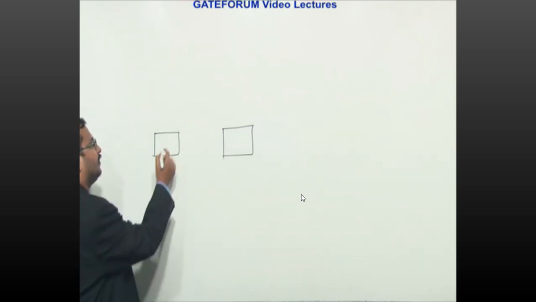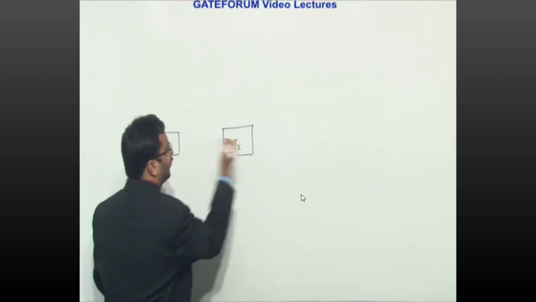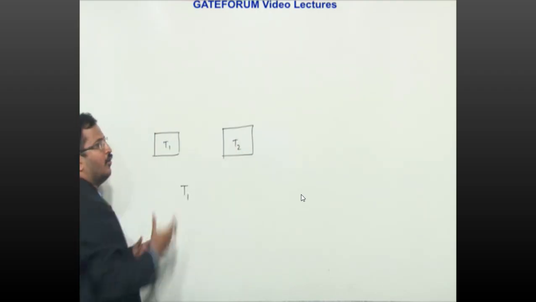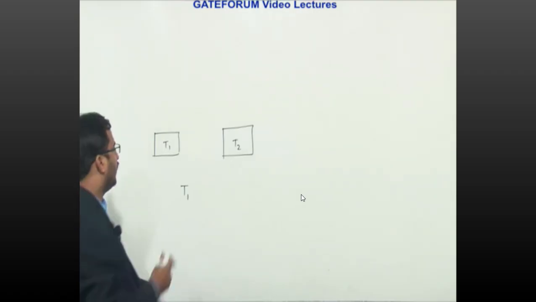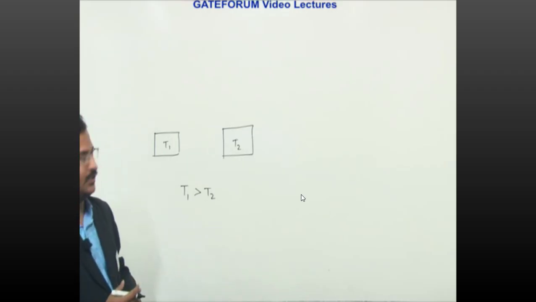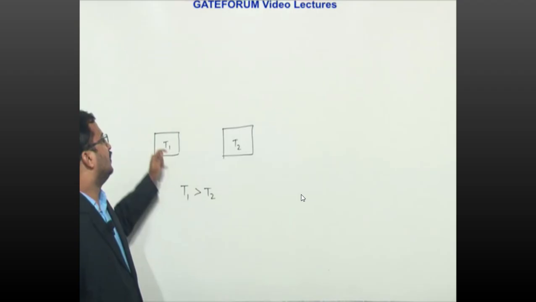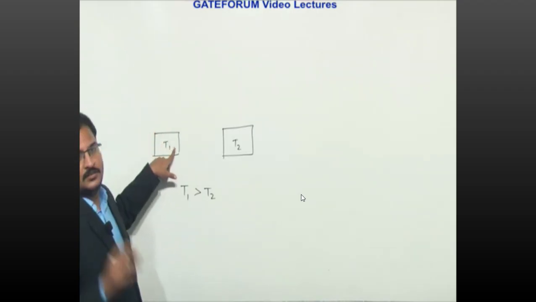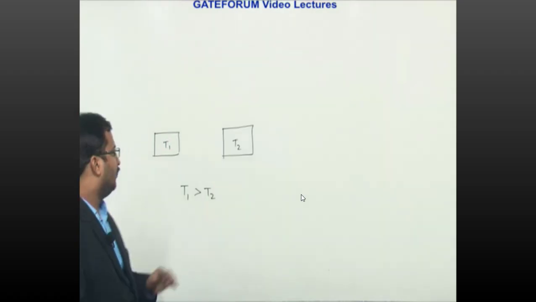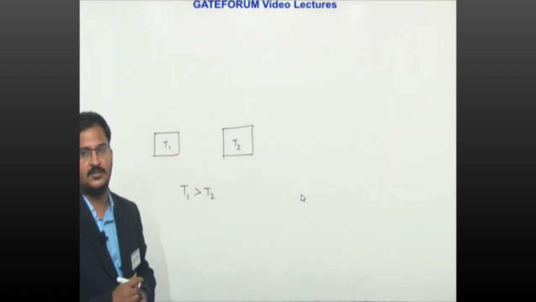Now let me consider the temperature of this body as T1 and the temperature of this body as T2. Let me assume that these two bodies are kept in vacuum, and T1 is greater than T2. So as these two bodies are kept in vacuum, the only phenomenon by which heat transfer can happen is radiation. Because of a temperature difference, heat transfer takes place.